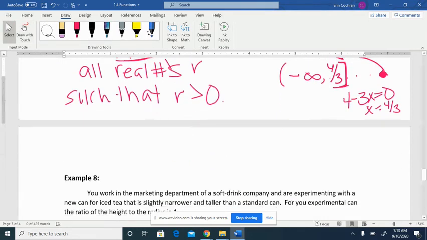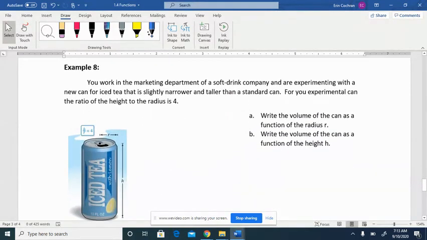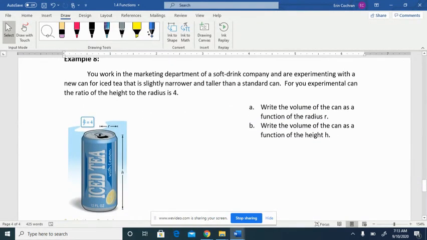Alrighty, so let's look at some application problems. You work in the marketing department of a soft drink company and are experimenting with a new can for iced tea that is slightly narrower and taller than the standard can. For the experimental can, the ratio of the height to the radius is 4. Write the volume of the can as a function of the radius r, okay?